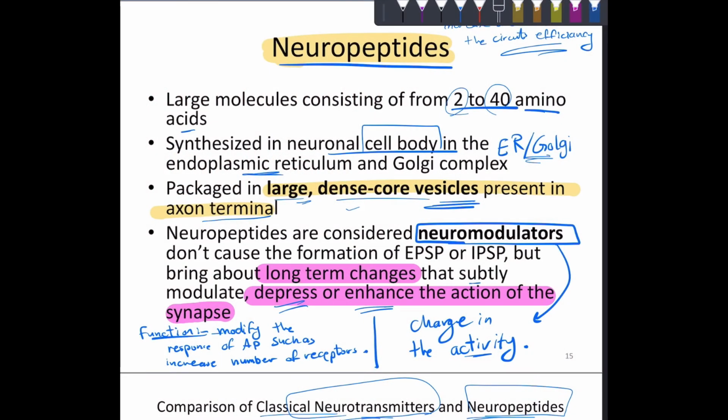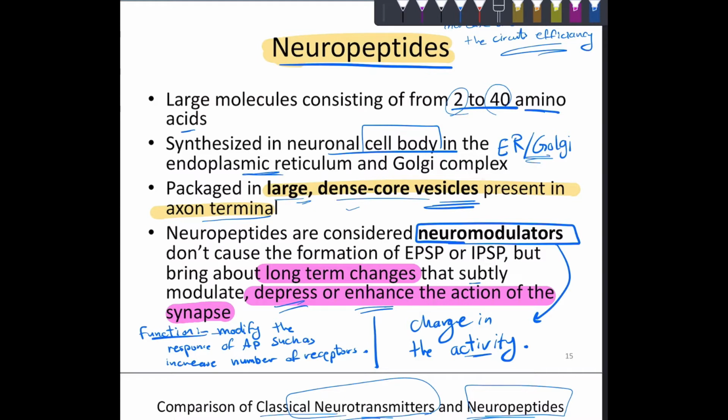الحين نجي لموضوع مهم اللي هو neuropeptides. النيوروبيبتايدز لازم نعرف الفرق بين النيوروبيبتايدز and the neurotransmitters. قبل ما نعرف الفرق نتكلم عن إيش هي النيوروبيبتايدز. النيوروبيبتايدز هي large كبيرة consisting of 2 to 40 amino acids synthesized in the neuronal cell body.